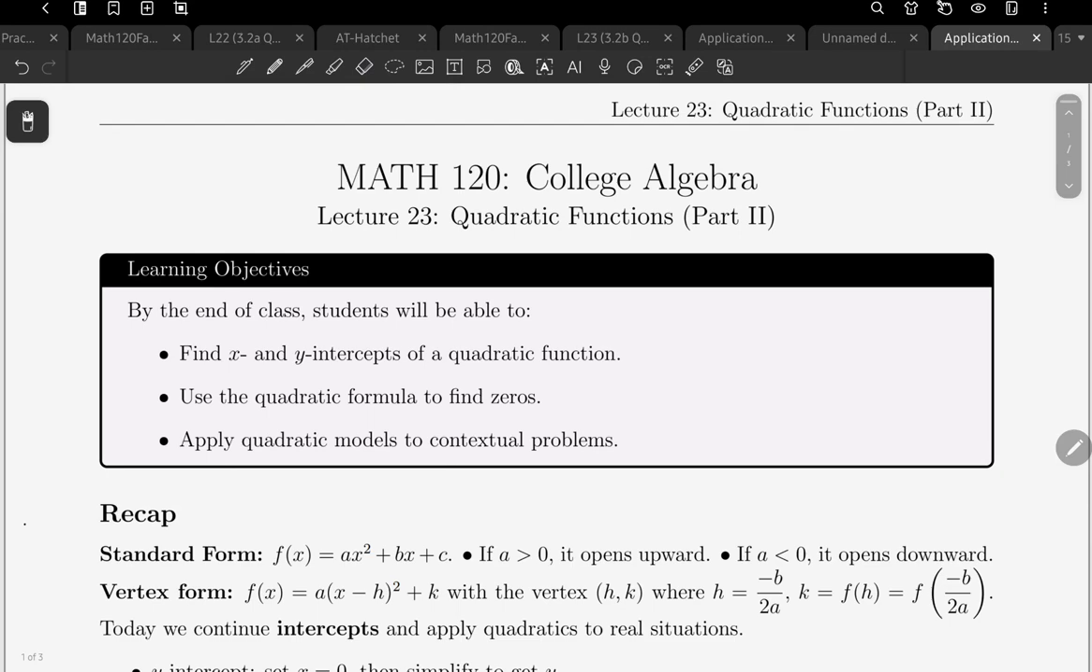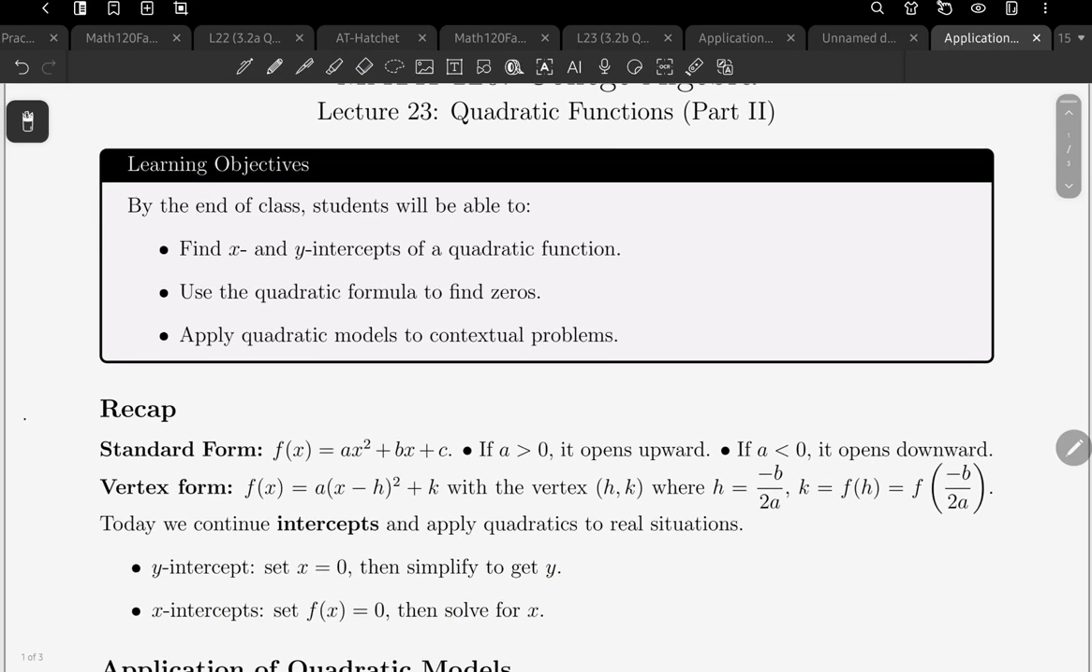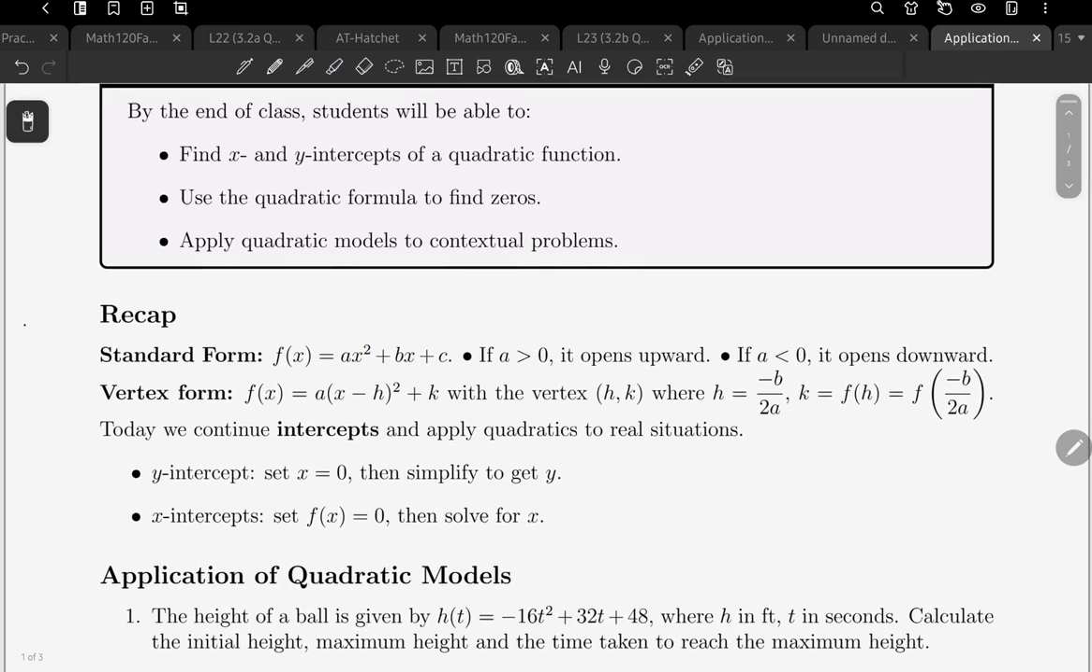As promised, here is a video of the solutions to the application problems that we either could not do yesterday or we rushed over due to lack of time. And without wasting too much time, let's get right into it.